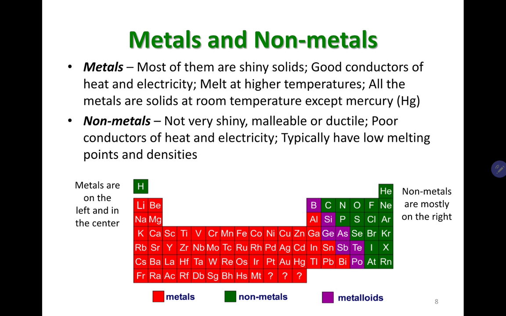They are very heavy, so their density is very high. Even a small piece of metal is heavy. So their density is very high. And also they are good conductors of heat and electricity. They easily conduct heat and electricity.